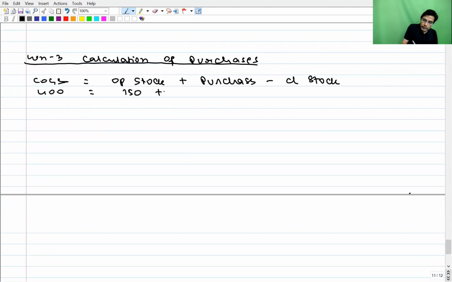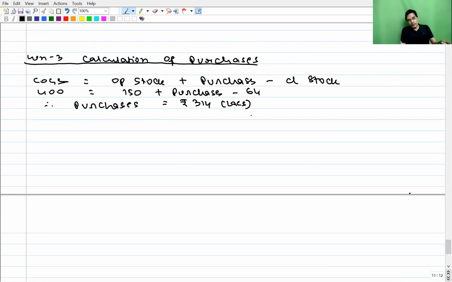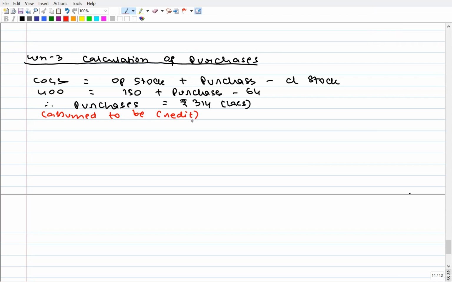Purchases we don't know. That is what we are finding. If we use this equation now, we will derive the value of purchases, 314. And we will assume that this entire purchases is credit purchases. Assumed to be credit purchase, because nowhere have they given us any data by which we can find out cash purchase.